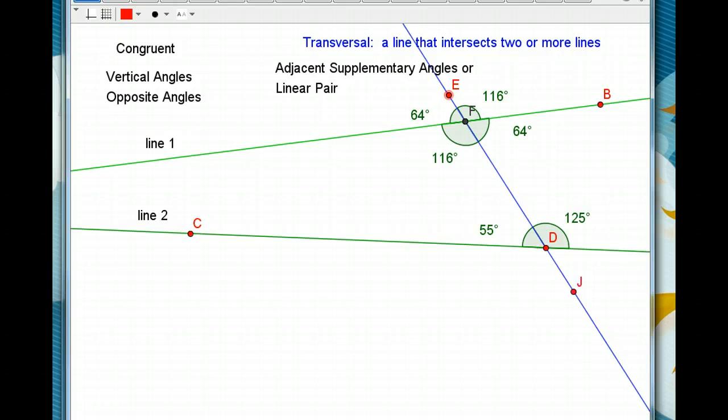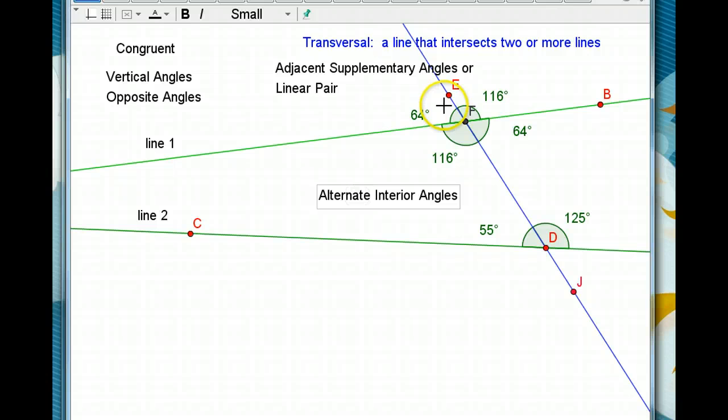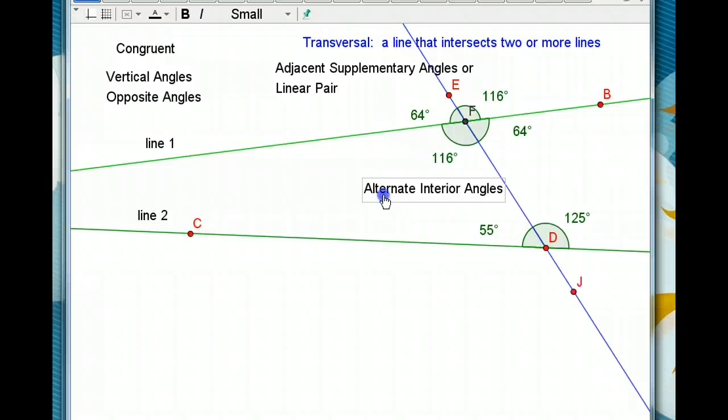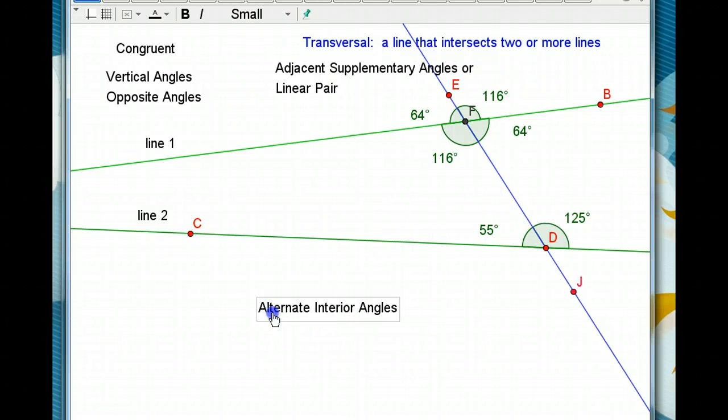One of the types of angle relationships is called alternate interior angles. Alternate interior angles are angles that are in the interior of the two lines, but they're alternate, which means they're on opposite sides of the transversal. An example of an alternate interior angle would be the angle that measures 116 and the angle that measures 125. Can we say that these alternate interior angles are going to be congruent? Very good. It's not congruent.